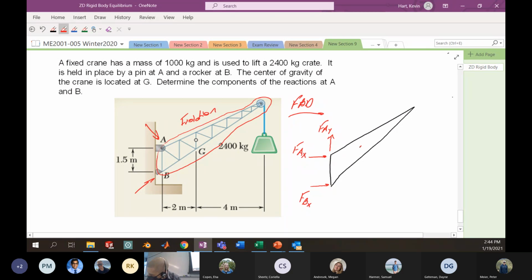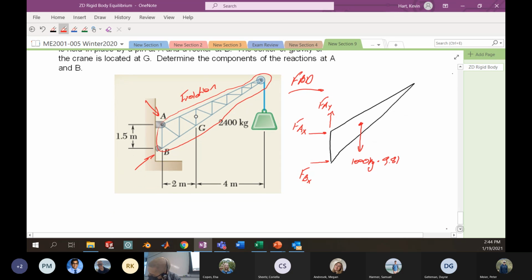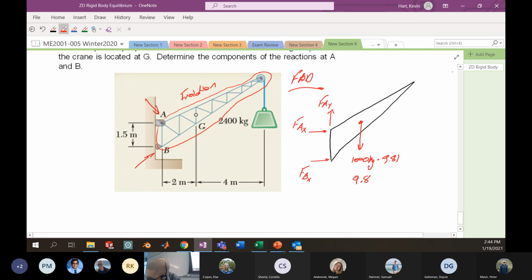I'm told that this crane has some weight. I'm told it acts at point G, it's 1,000 kilograms. So doing some math here, this is 1,000 kilograms times 9.81. This will get me 9.81 kilonewtons. All right, just quickly there, we want to write forces here. 1,000 kilograms is a mass, not a force. So we want 9.81 kilonewtons there as the weight of the crane itself.